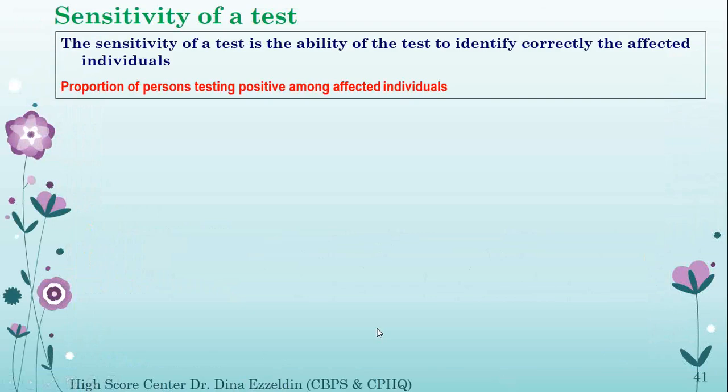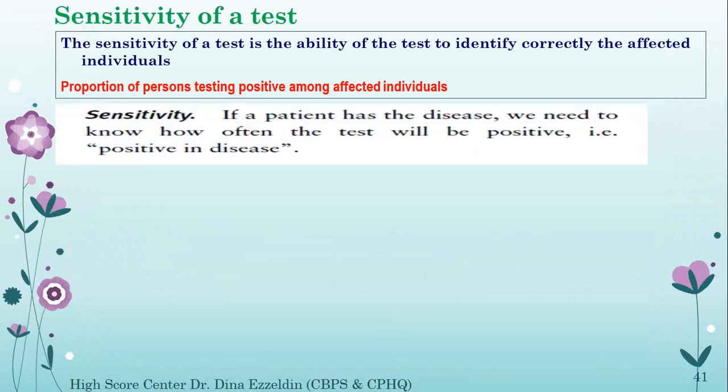Sensitivity of a test. The sensitivity of a test is the ability of the test to identify correctly the affected individuals. Proportion of persons testing positive among affected individuals. So if we have a group of patients and I know well that all of them are virus C positive, we will count how many persons my test gives the result positive among these patients. I want to check my test, how many times it will give the correct result. So how many positives will the test be capable of detecting among those who have the disease? This is the sensitivity of the test.